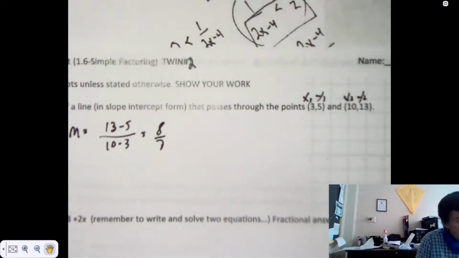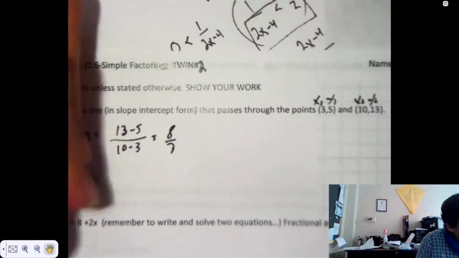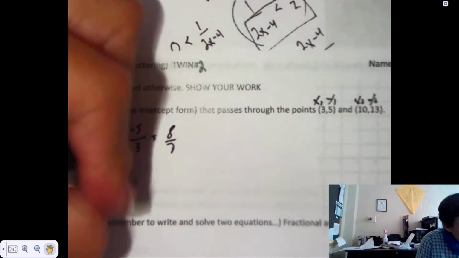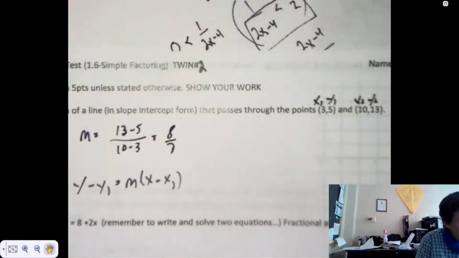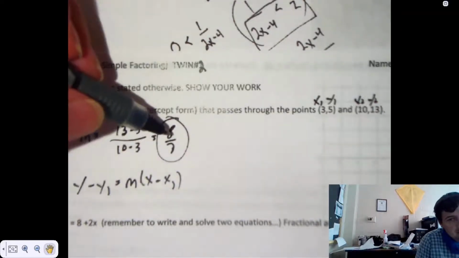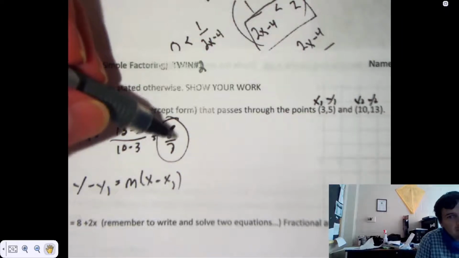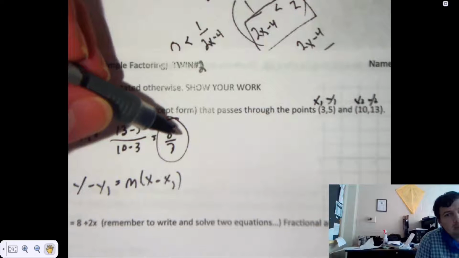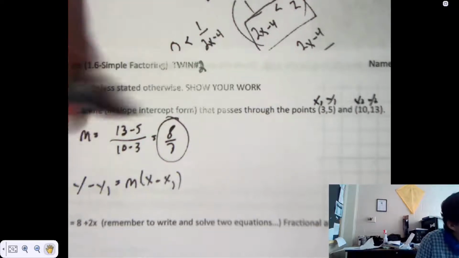There's your slope. Now the other thing you need is you have to memorize point slope form: y minus y1 equals m times x minus x1. Oh, by the way, you better see 8/7 in your answer. If you don't see 8/7, that's not it. Whatever tomorrow, if you find the slope to be 3, you better see a 3x, okay?